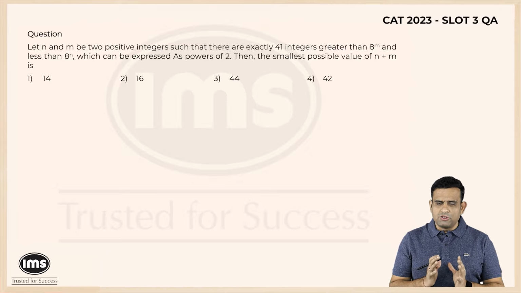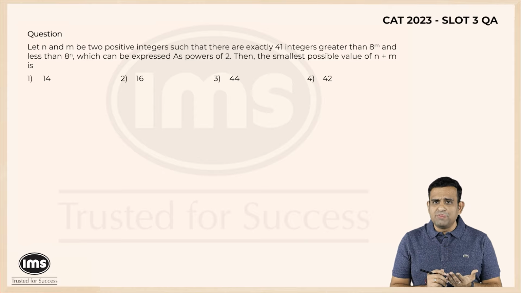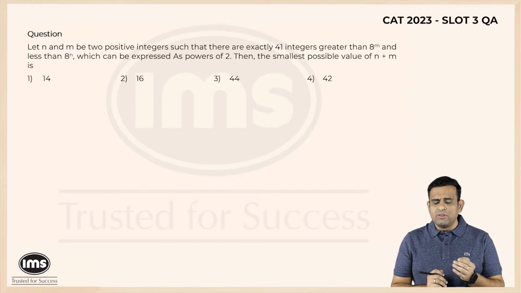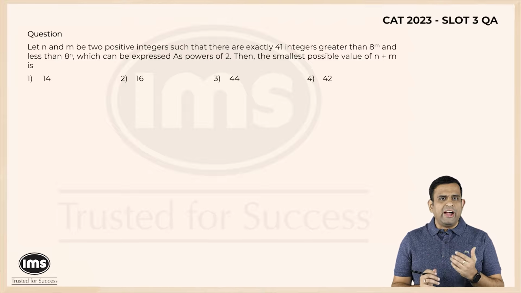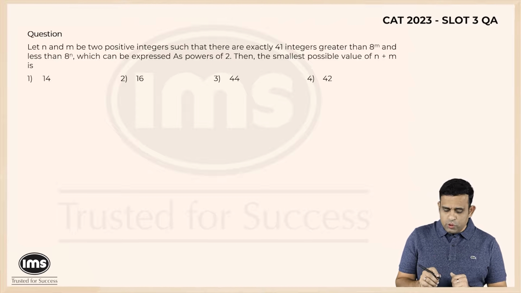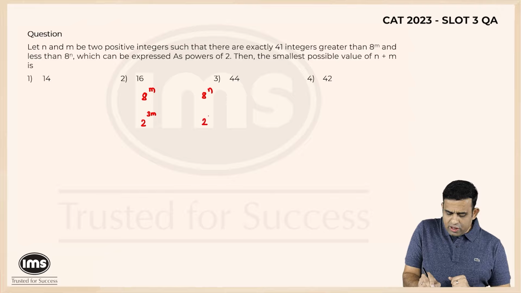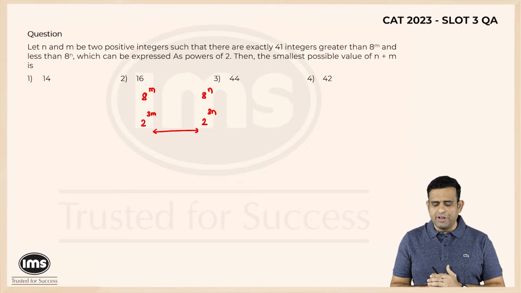So the first thing which you possibly want to do is, since I want 41 integers of the form 2 power something between 8 power m and 8 power n, let's try to write down the number 8 power m and, let's say, 8 power n in some powers of 2. As we know, the number 8 happens to be 2 cube. So between the number 8 power m and 8 power n, we can write 2 power 3m and 2 power 3n. And between this, there should be exactly 41 integers which are going to be powers of 2.